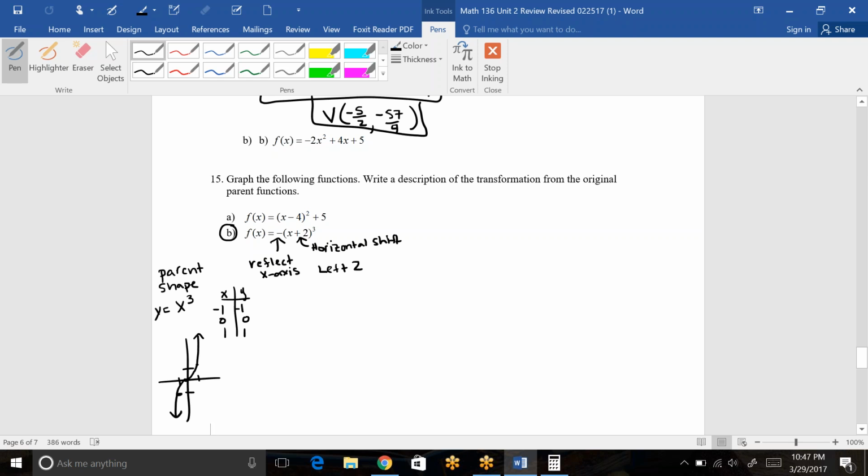When you go to graph this, you need to do these in order from the order of operations. And what I mean by that is the thing that's closest to X, if you were to plug something in, you would add 2 before doing anything else. You'd do that before you even cubed it. So whatever's closest to X needs to be performed first. So when I go to graph this, this would be my final answer.